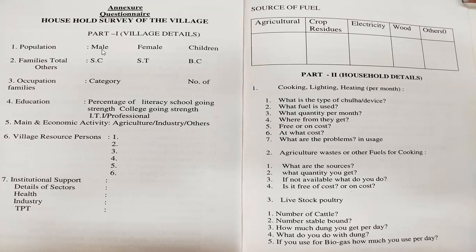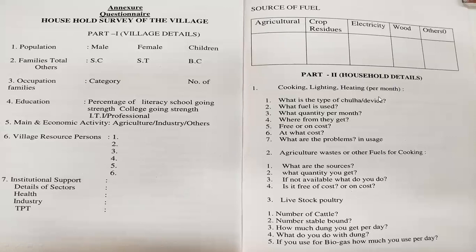So you can always say population, male, female, children, families, SC, ST, BC, occupation, main economic activity of the village, who are the village resource persons. So if you note down all these points, this will be a very good logbook for you, student logbook, and this logbook will help you in the assessment process. So when you go back to the college, you can always show that this is your log. Day 1 I have done, day 2, day 3, day 4, what you have been doing all these things. So you can always put a date and record in your logbook what details you have been conducting as a part of this questionnaire. So you can also mention sources of fuel, agricultural fuels, crop residues, electricity, wood, and others.